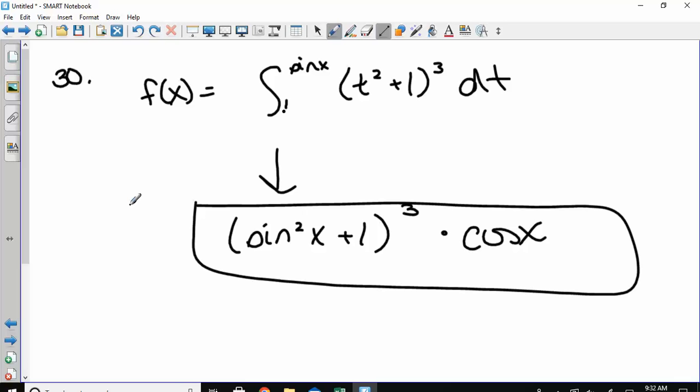So the fundamental theorem problems are pretty easy, but only if you remember what you're doing. You're just plugging in that variable. I mean, remember it has to go from a constant up to a variable, so if it had gone from sine x to 1, you would have to do a negative.